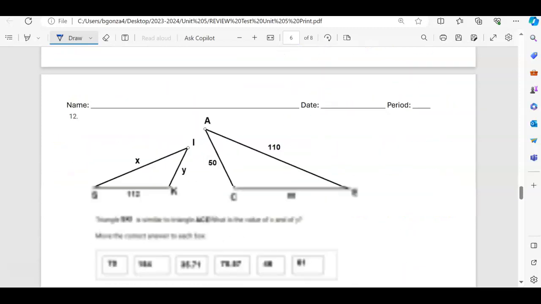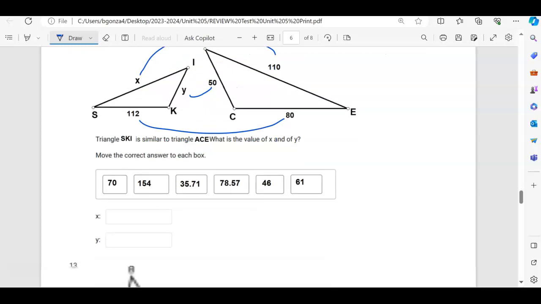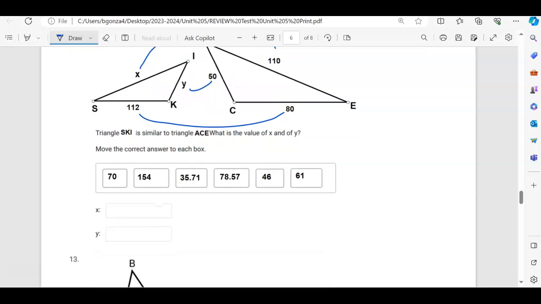Keep that in mind. Number 12. All right, you should be able to find two different values here. Okay. This is like a 2-in-1. So remember, these correspond, these correspond, these correspond. So we can set up our fractions here. So let's do the x. X goes to 110 from left to right. And so we're going to do 112 goes to 80.